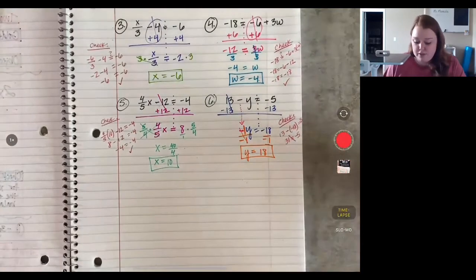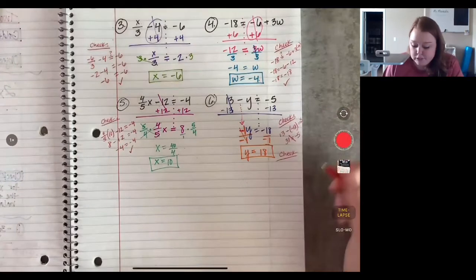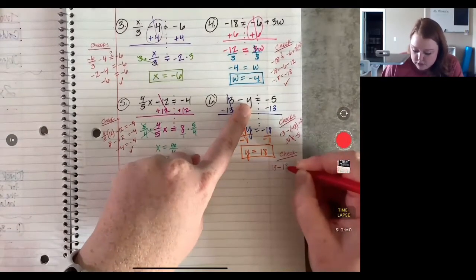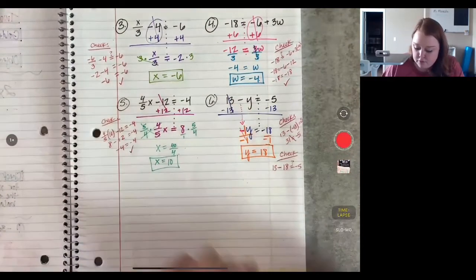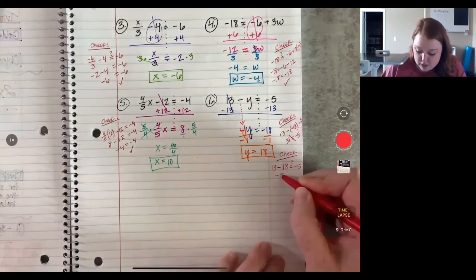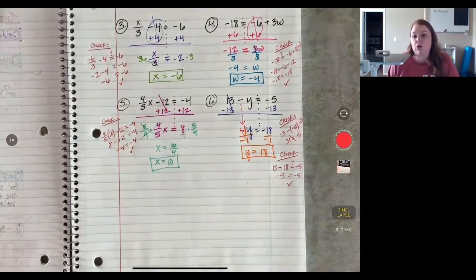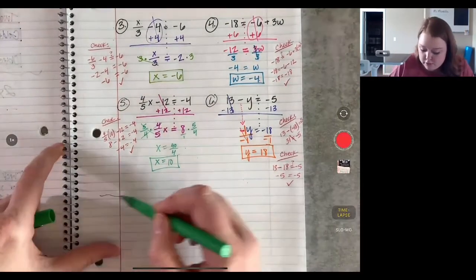Now let's do another check and let's see if that works. 13 minus positive 18 supposedly equals -5. 13 minus 18 is in fact -5. I see that it's balanced. I know I did it correctly. Okay. So I did that on purpose just to show you the point of a check and all that good stuff. Okay.